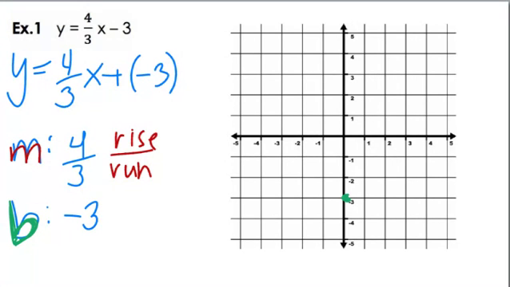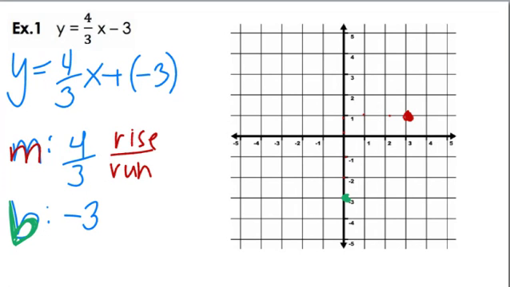I'm going to rise 4. 1, 2, 3, 4. I'm going to run 3. And there's my point. Now I put little dots on the way. You don't do that. Okay, we're not going to draw a horizontal and vertical line. Those little dots are just so that you can see where I've gone. Okay. You'll use your pencil and just tap on the paper to get yourself up and over.